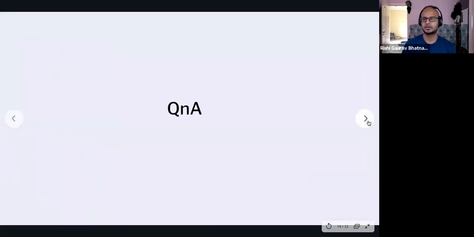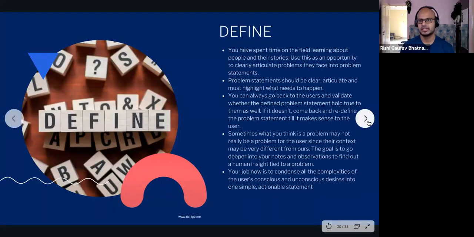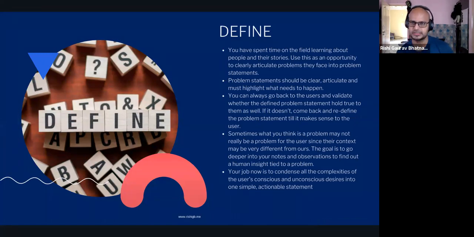All right, we go a little bit deeper into define. So we have spent the time on the field learning about people and their stories. We use this opportunity to articulate problems. Now, sometimes what we perceive to be problems may not actually be real problems. We spoke about it briefly in the mentoring sessions also, that some problems are perceived problems, but some problems are actually real problems. We also have to find out ways in which we can go deeper into the problems, and we'll cover some of those methods today.